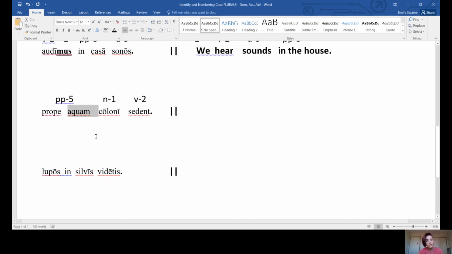Just because aquam is accusative does not mean we're going to label it A3, because aquam is already in the prepositional phrase. So we can't label it A3. It's already taken up in the prepositional phrase, you guys. So we do not have a direct object here, and that is totally okay. So we're going to order it over here. We're going to put our N1, then we're going to put our V2, then we're going to put our prepositional phrase. Okay, so our N1 is coloni. Coloni are farmers. Do we want to say the farmers? Sure, you can. I don't care. It's up to you. That's how you want your sentence to sound.